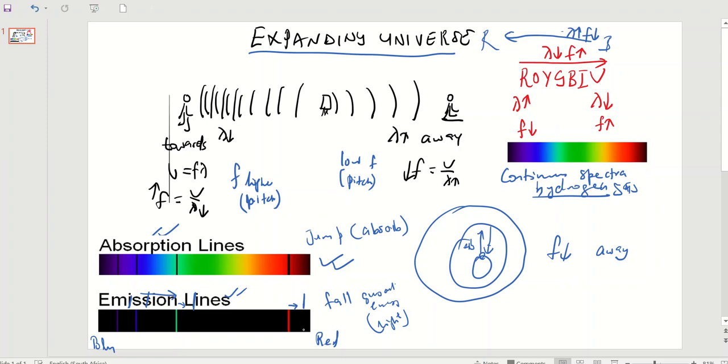So this is what happens when they examine the stars in the galaxies. You'd find that the star is having a red shift, shifting towards red, meaning the wavelength increases and the frequency decreases.